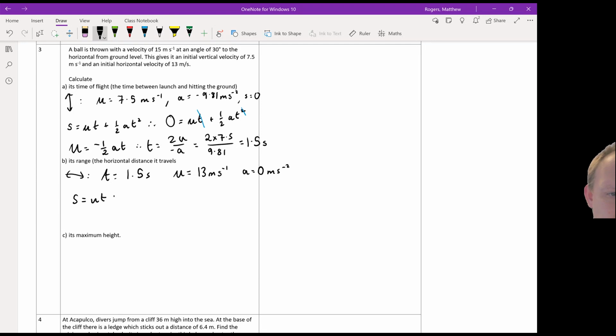s is equal to ut plus half at squared, but there is no a. So s is equal to 13 multiplied by 1.5. What's half of 13? 6.5, so 19.5. But we're only going to do it to two significant figures, so we round up to 20 meters.